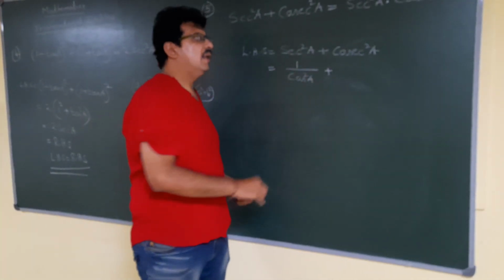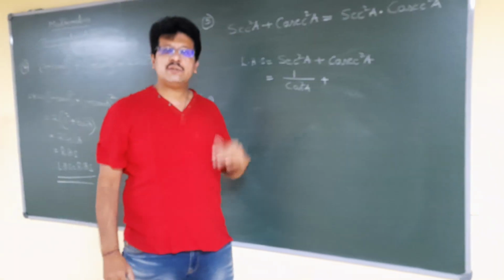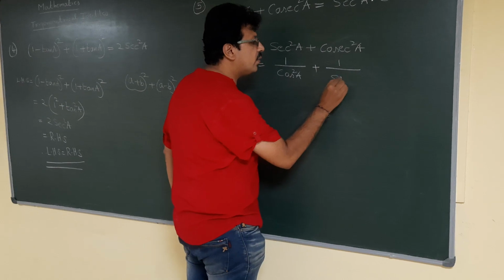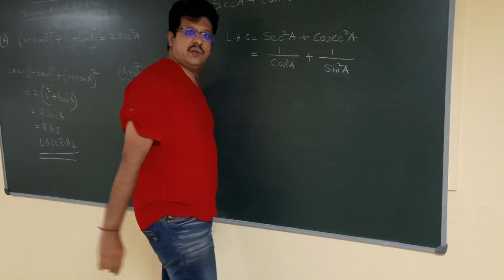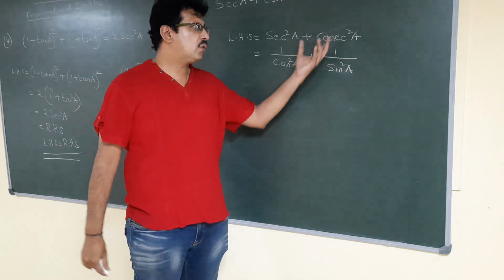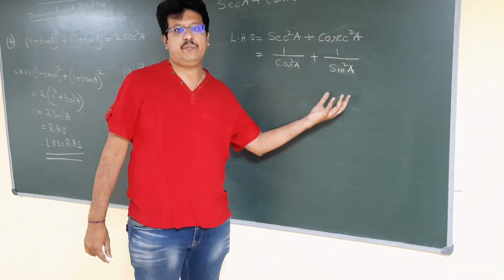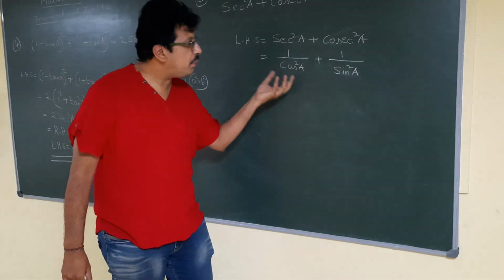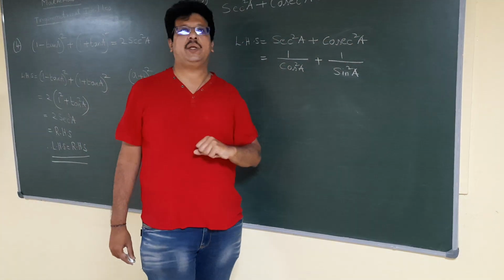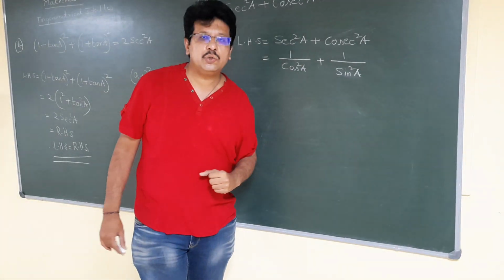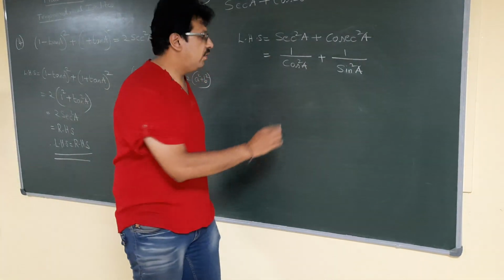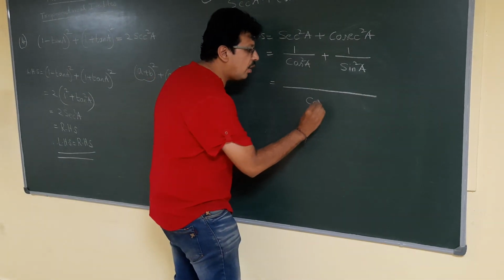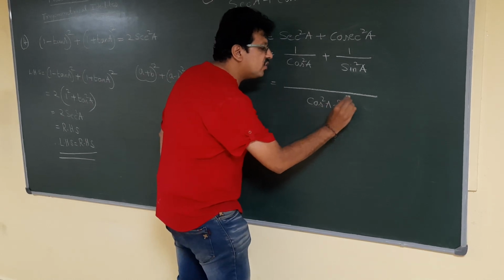Again, plus, in the place of cosec square a, the reciprocal relation for cosec square a is 1 by sin square a. This is a very important thing you should know, children, very well. So cosec square a is 1 by sin square a. We have used the reciprocal relations here: secant square is 1 by cos square a, cosec square is 1 by sin square a. So as usual, children, since the plus sign is there, we should take the LCM. So what is the LCM here? Cos square a into sin square a.